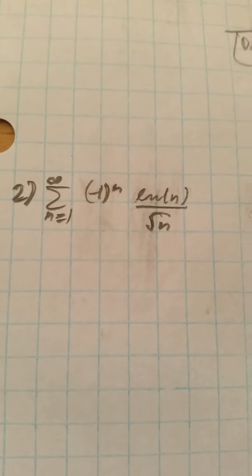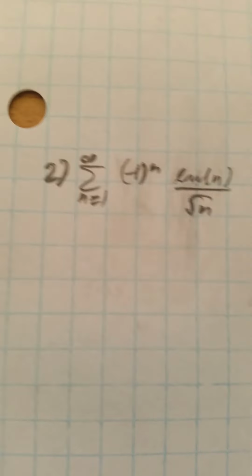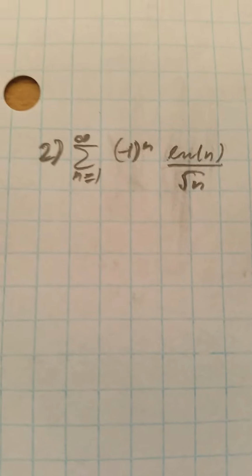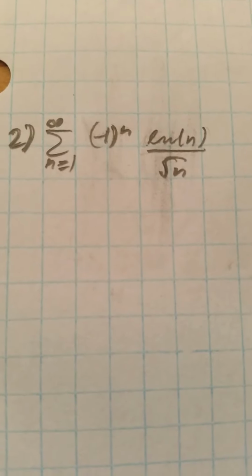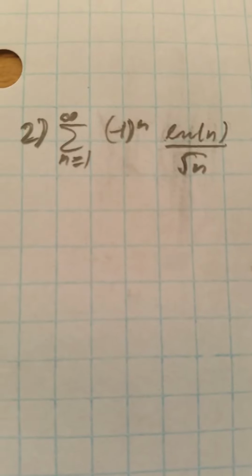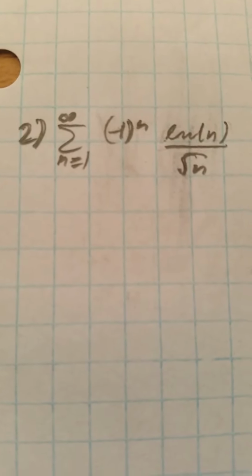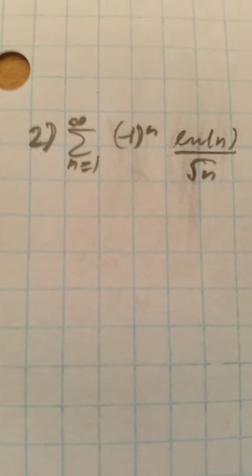So the first one was pretty easy, so now let's do a medium one. Here we have the sum from n equals 1 to infinity of negative 1 to the power of n times ln n over square root n. Now we know that this is an alternating series because of the negative 1 to the power of n, and thus we must use the alternating series test.